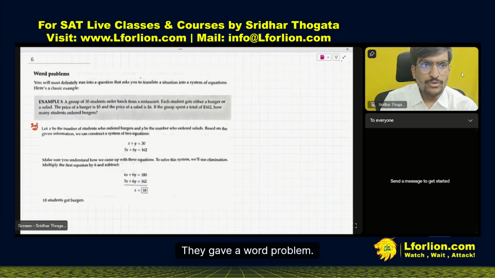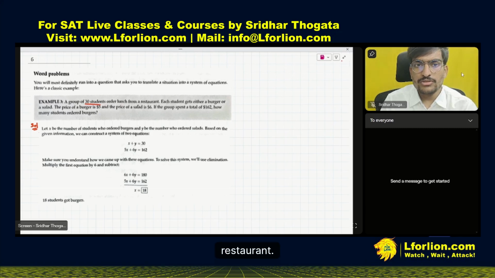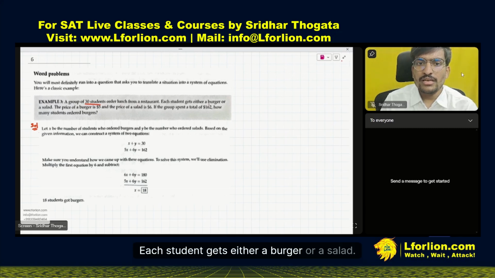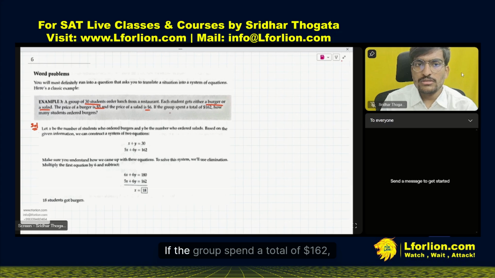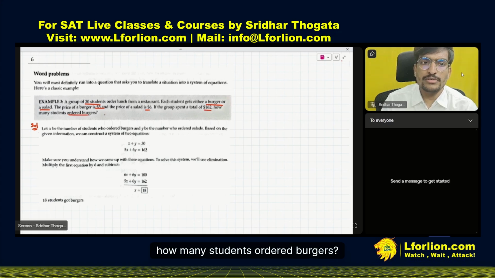They gave a word problem. A group of 30 students ordered lunch from a restaurant. Each student gets either a burger or a salad. The price of a burger is $5 and the price of a salad is $6. If the group spent a total of $162, how many students ordered burgers?